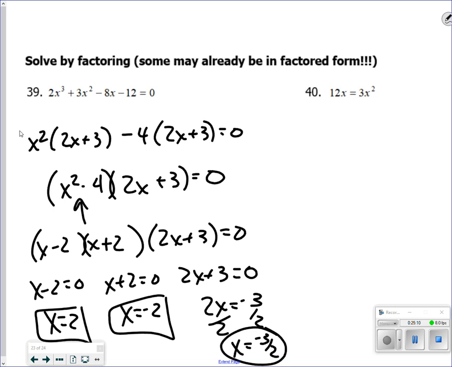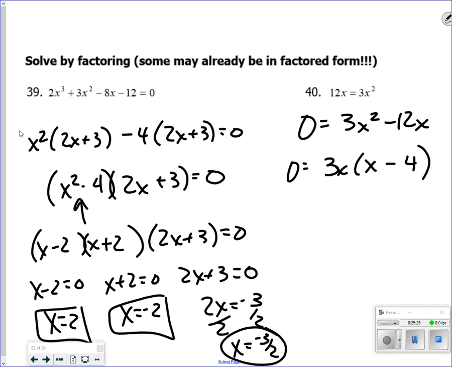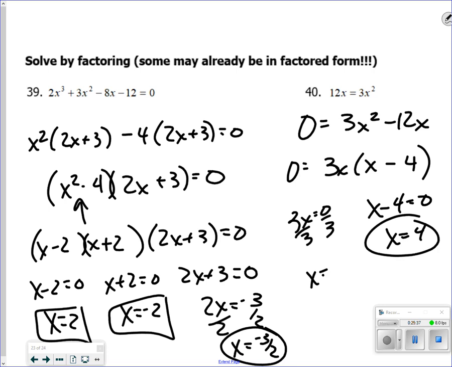Last question. In order to solve this, I need it to equal 0. So I subtracted 12x over. GCF of 3x. And that's it. There's only a GCF here. That doesn't mean I still can't factor it or I still can't solve it. Once it's in factored form, I set the factors equal to 0. That's a 0, by the way. Set the factors equal to 0 and solve.